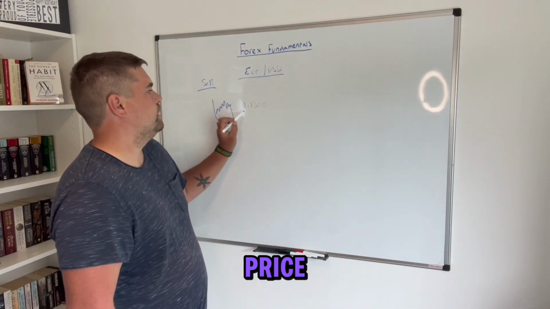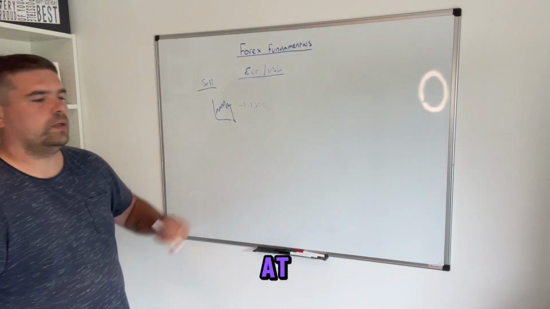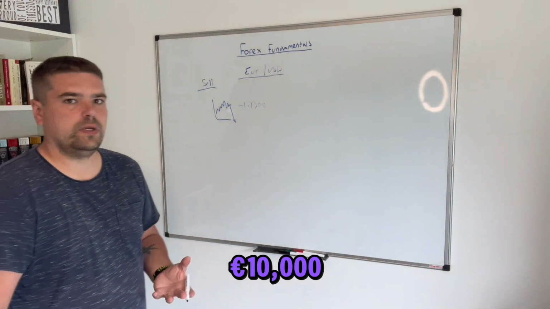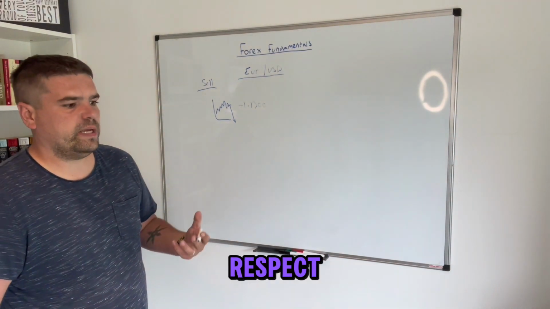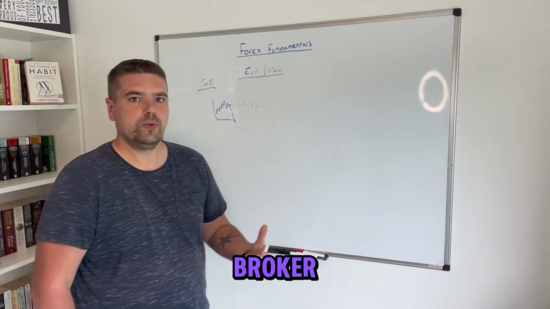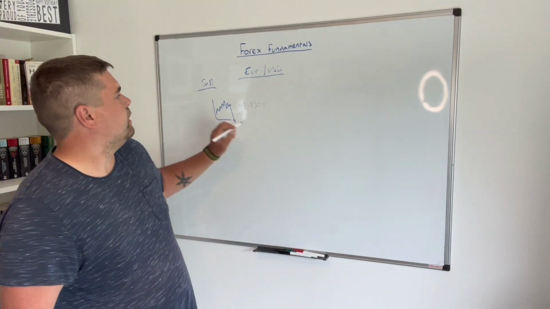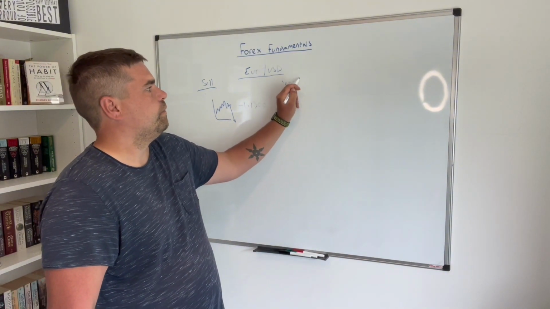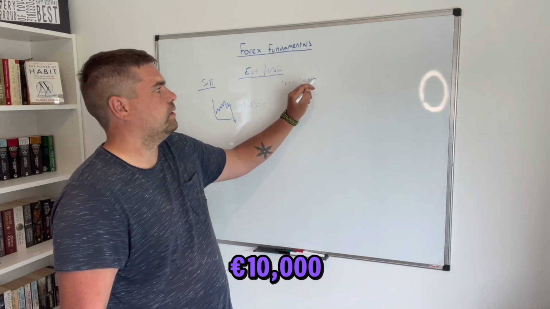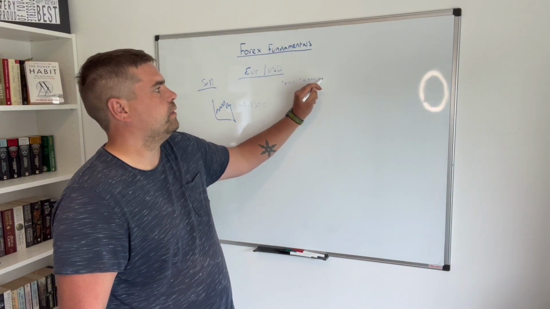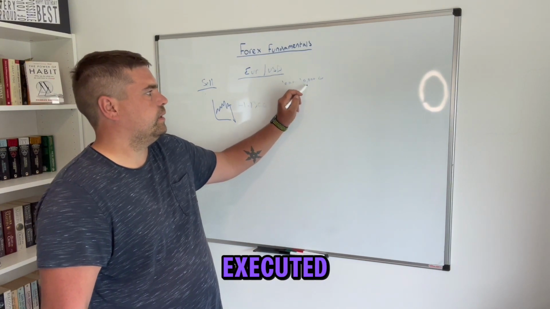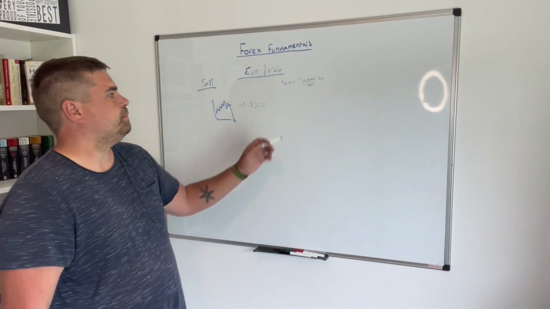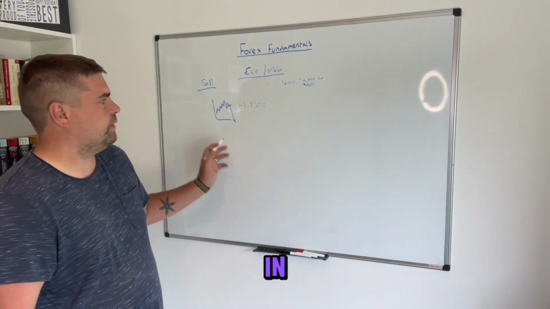So the current quote price is at 1.13, and again you're looking at obtaining 10,000 euros. So with respect to that, what happens is the broker that you're executing the trade through loans you the 10,000 euros, which is then executed and sold to the other market participants, and you're then in the position.